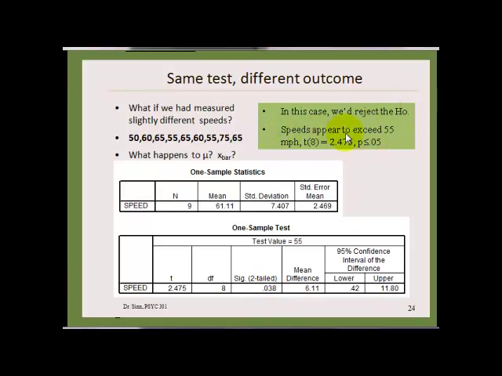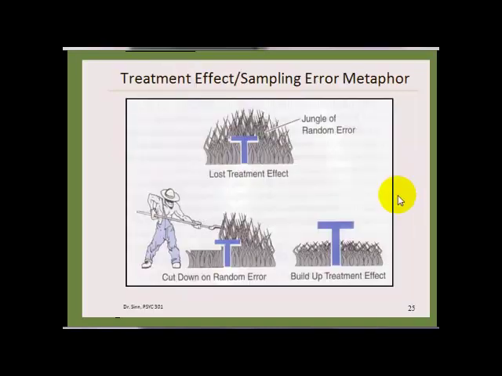And just quickly summarizing that, we'd say like speeds appear to exceed 55 miles per hour, and then we'd summarize the t here. That's not the full write-up, but just that's exactly how the summary would look. It'd be having at the end there indicating a significant difference.